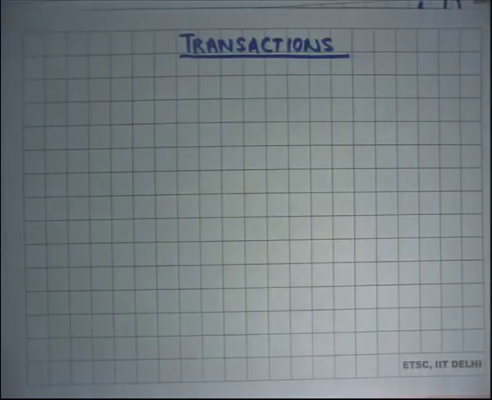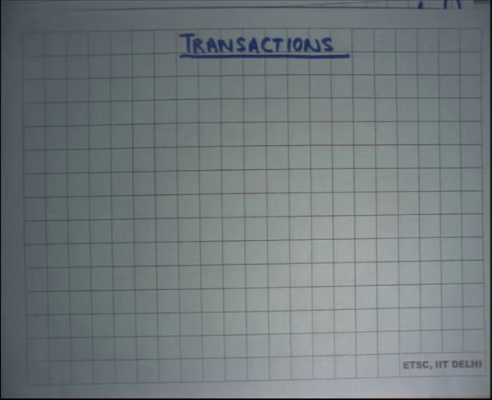All right. So today I'm going to talk about transactions. We have seen locks as a way of providing atomicity, and transactions are another way of providing atomicity. What is atomicity? Atomicity is that you want a certain piece of code to appear indivisible.